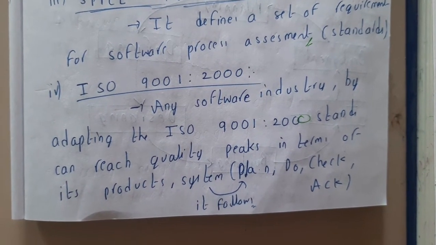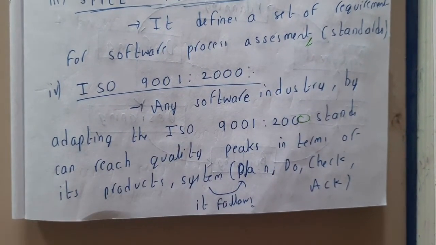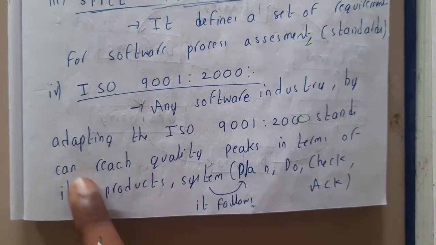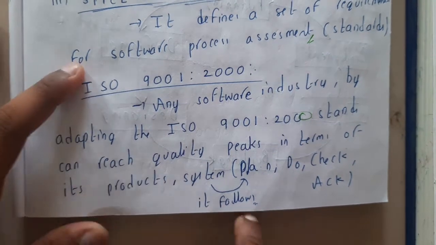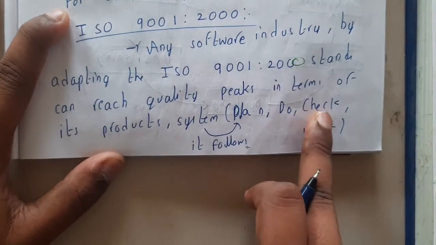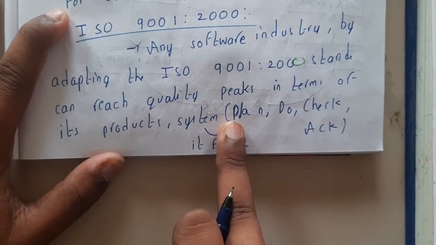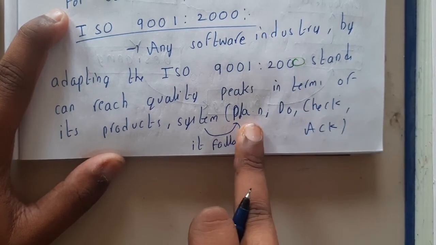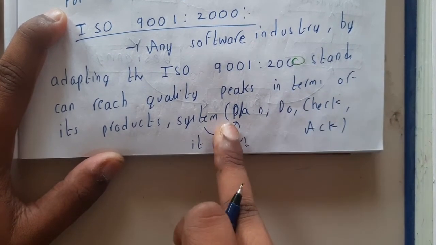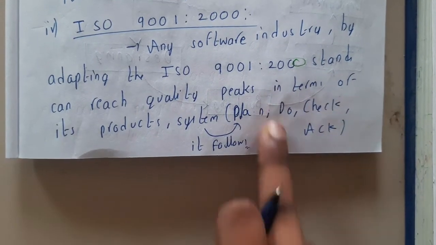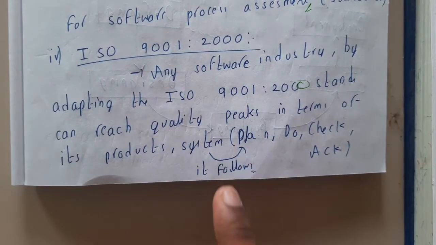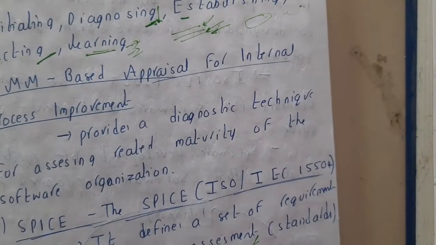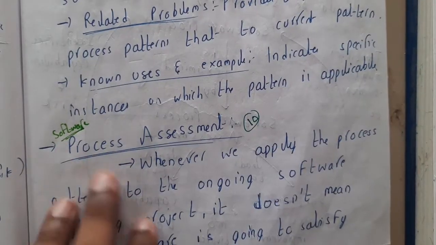Most of the project companies we hear about daily use these kinds of standards, guys. ISO 9001:2000, they plan, they do, they check and they acknowledge. Again they plan, do, check and acknowledge. This is the cycle that they follow, and that is what is laid out in ISO 9001:2000. So I hope everyone got some basic idea about software process assessment.